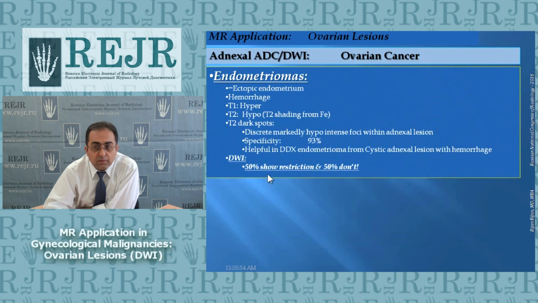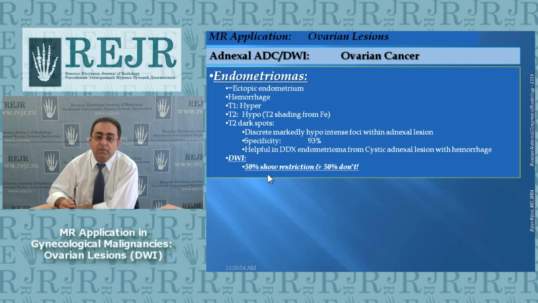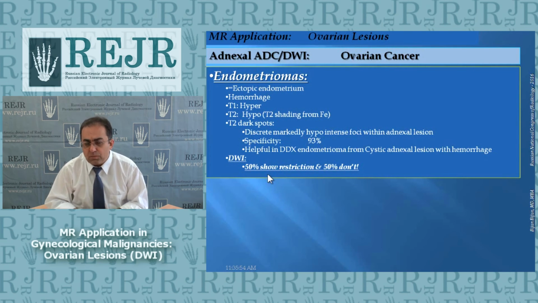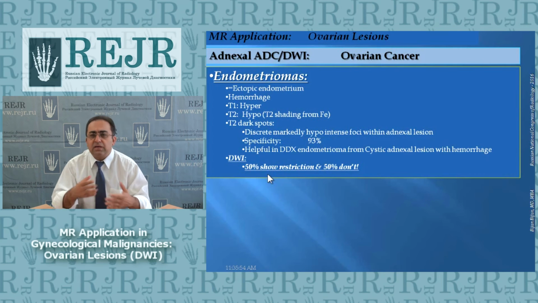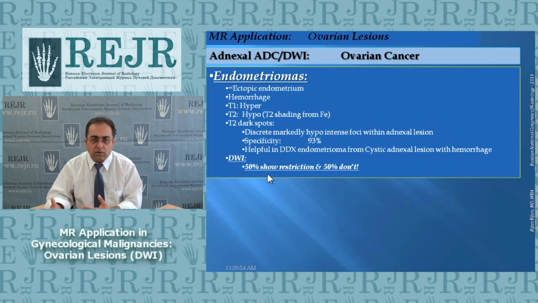Let's talk a little bit about the endometrioma. These are two entities, benign entities, that can look malignant on DWI and can cause diffusion restriction, and one of them is endometrioma. Endometrioma is an old terminology. The new terminology for that is external endometriosis. Basically, it is ectopically located endometrium.